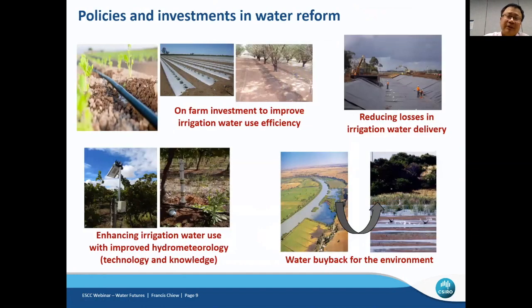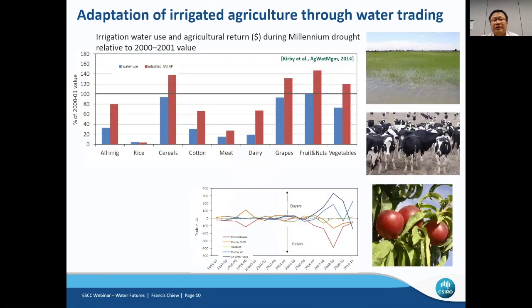So here are some examples of policies and investment mechanisms, like on-farm investment to improve irrigation water use efficiency, reducing losses in irrigation water delivery, and enhancing irrigation water use through improved technology and knowledge, and water buyback for the environment. So it's not just these policy mechanisms that help, there are other operational mechanisms that also help us manage dry periods.